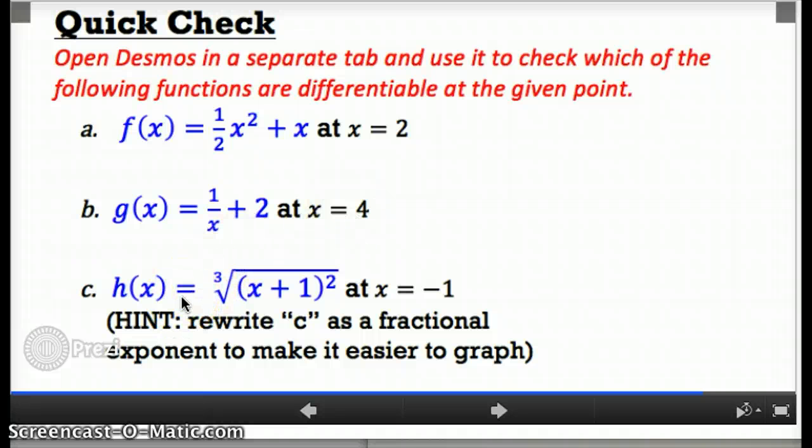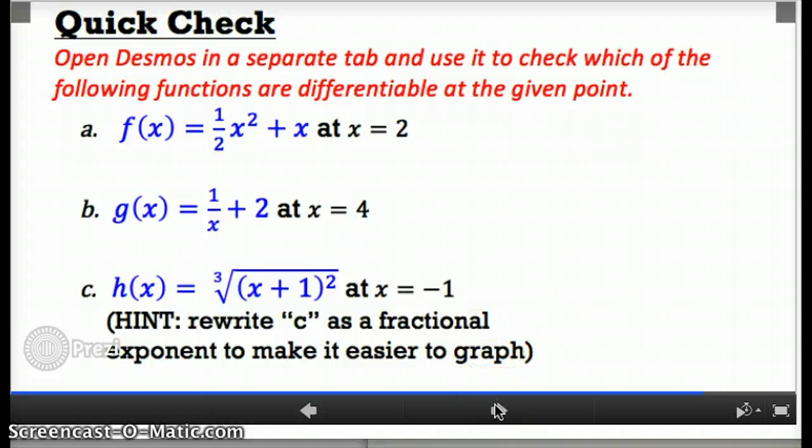H was different. When you zoomed in on H, you saw that it was still having that cusp or corner, no matter how close you got to -1. That's why h of x is not differentiable. And another way of saying it in terms of this unit is h of x is not locally linear.